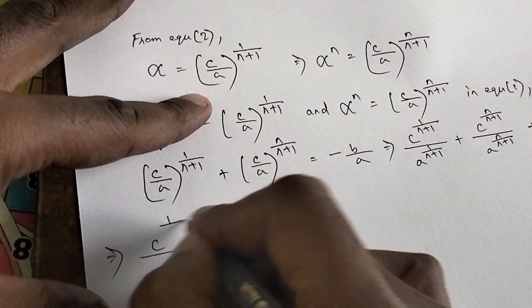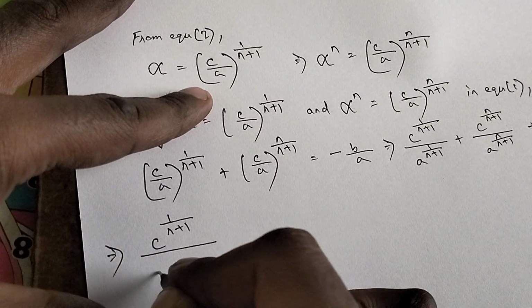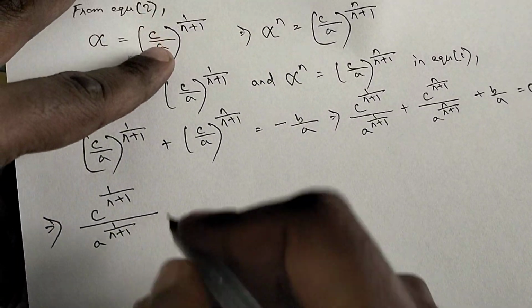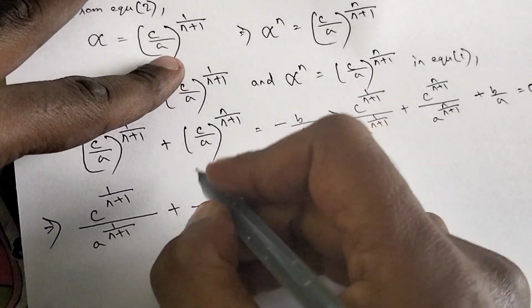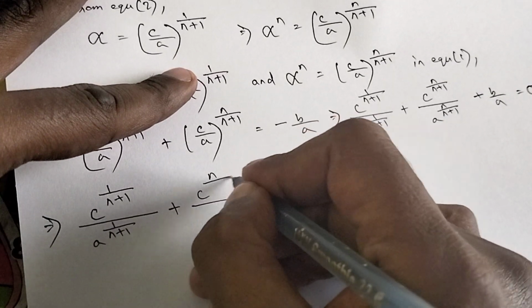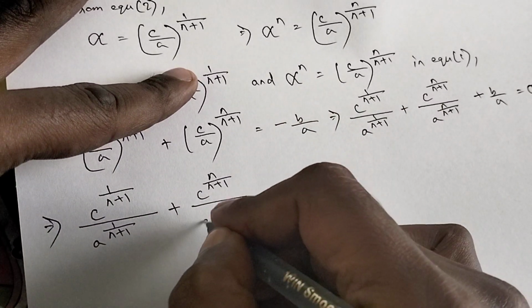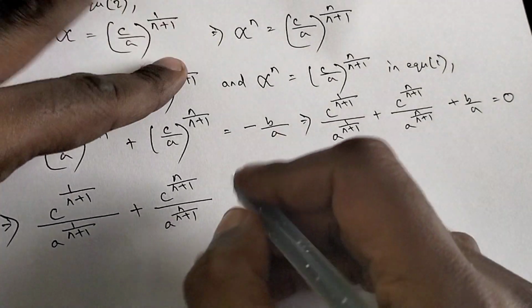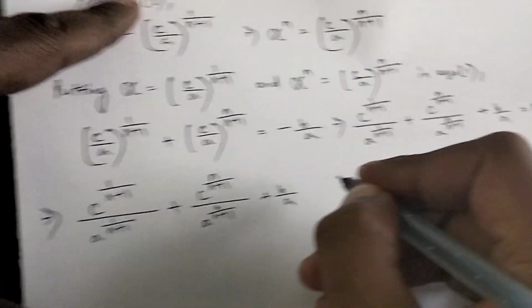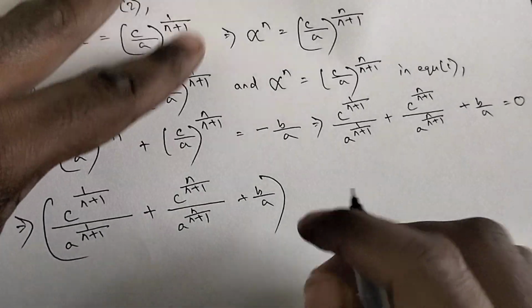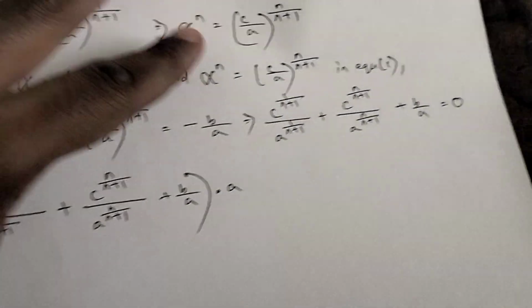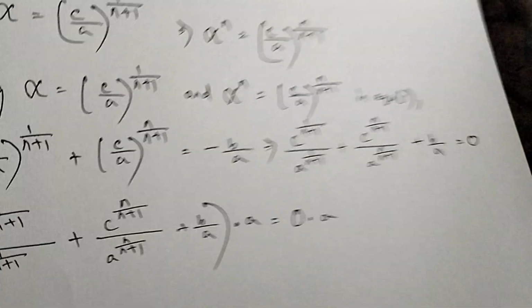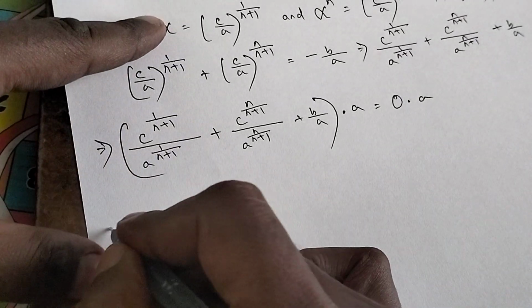c to the power 1 by n plus 1, a to the power 1 by n plus 1, we will multiply both sides by a. c to the power n by n plus 1, a to the power n by n plus 1, right? Now plus b by a. We will multiply this whole with a, so we have to multiply the right hand side also with a, 0 into a. Okay. So what will happen now?